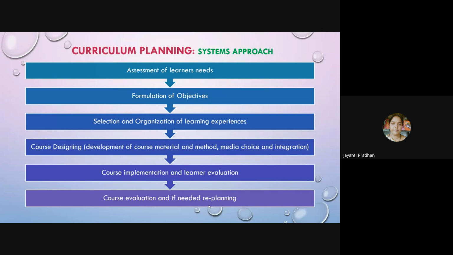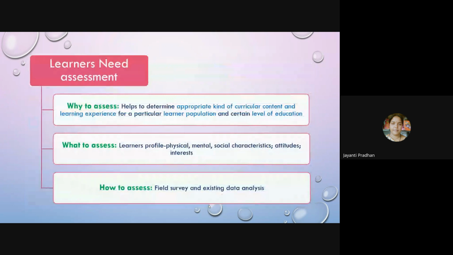So now we'll go point wise. First is learners' need assessment. We are assessing the target group here. That means for whom we are preparing the curriculum. Here the target group is the learner. So when we are assessing the learner, we must understand why we are going to assess the learner. What is the need of assessing the learner?